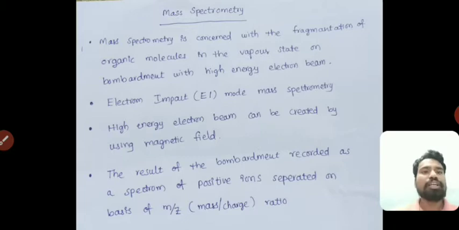The result of this bombardment process is positive cations of the organic molecules. All those positive cations are separated on the basis of their m by z values, where m means mass and z is charge. With that m by z ratio, all those ions are separated.